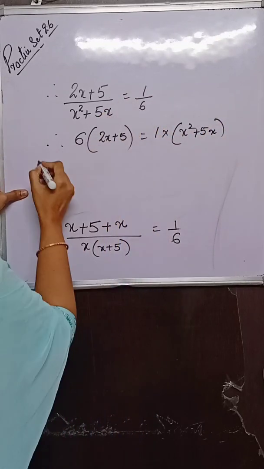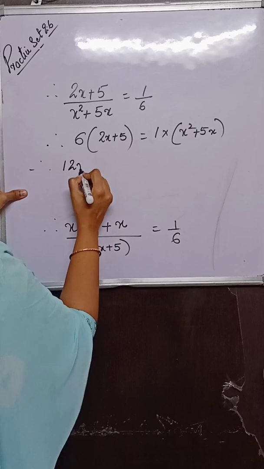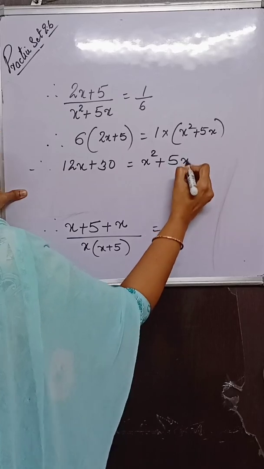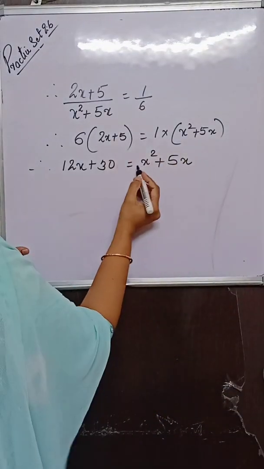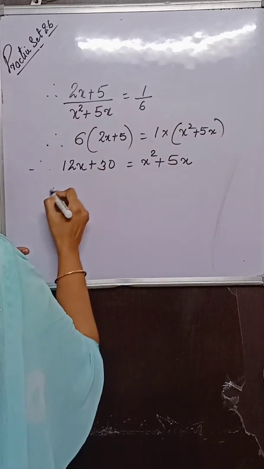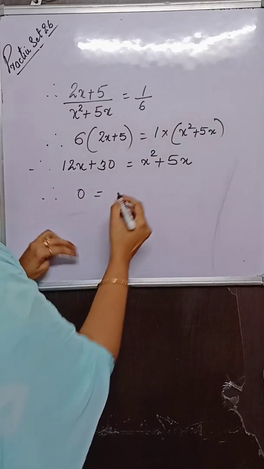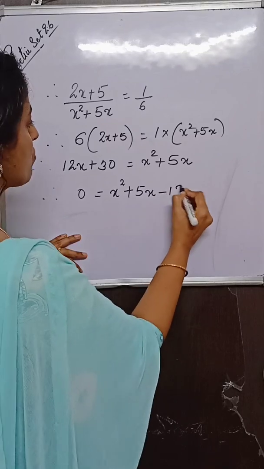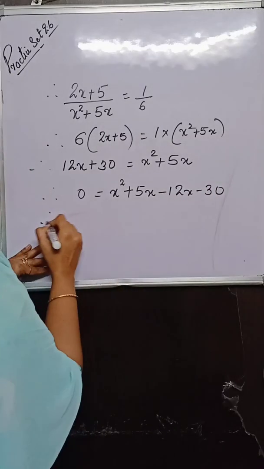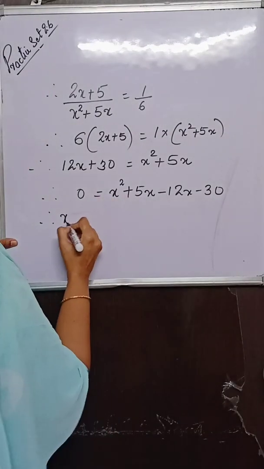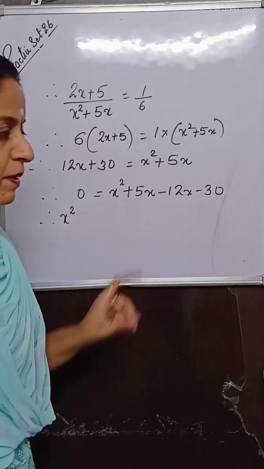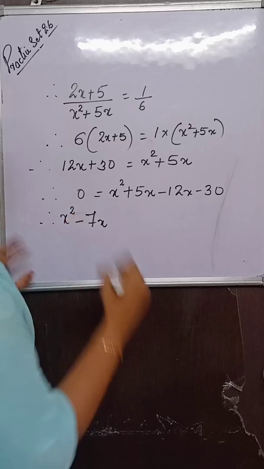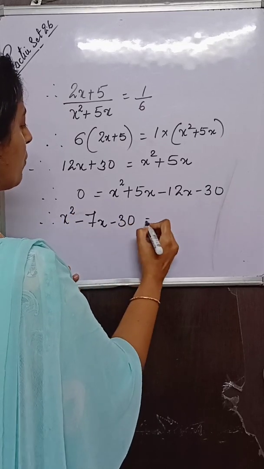I cross multiplied. Open the bracket. 6 into 2X is 12X plus 6 fives are 30 is equal to X square plus 5X. Put it in the quadratic equation form. So all the terms I'll take to the other side. Therefore 0 is equal to X square plus 5X minus 12X minus 30. Now X square plus 5X minus 12X, 12 minus 5 is 7, 12 is the greater number, so minus 7X, minus 30 equal to 0.